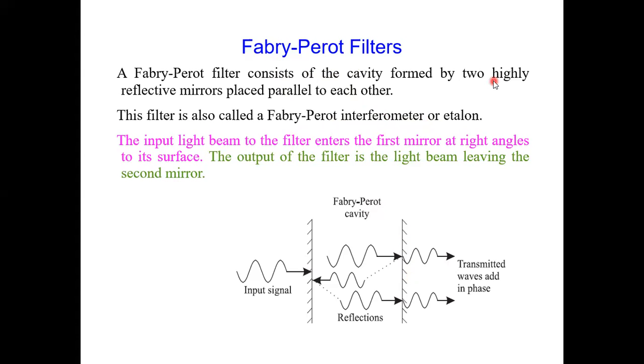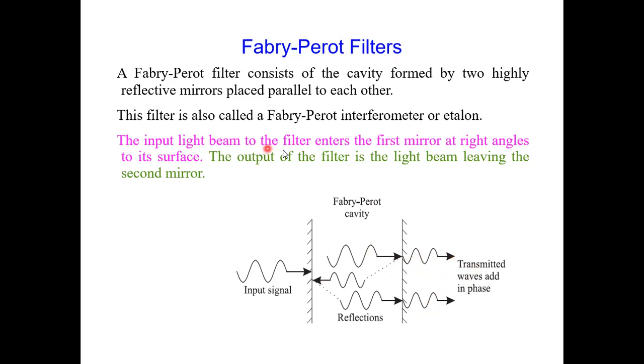Here what is written is that it is a cavity formed by two highly reflective mirrors. So here the cavity is there and these are reflective mirrors. This dashed component is the reflective mirror. As the input signal enters the cavity, it strikes the mirror, it is reflected back, it strikes the mirror, it is reflected back. Only a part of it is transmitted as output. At the output, these transmitted outputs add in phase with each other, so the intensity increases.